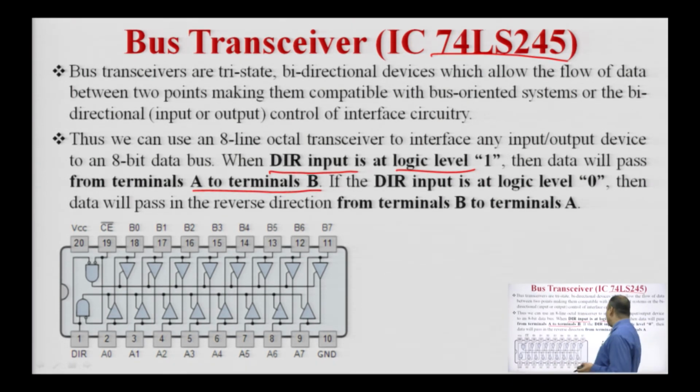and if the DIR input is at logic 0, the data passes in the reverse direction, from terminal B to terminal A. Pin number 20 is used for VCC and pin number 10 is used for ground. This is the bus transceiver, IC 74LS245, which is used during the interfacing of input and output devices in microprocessor based systems.